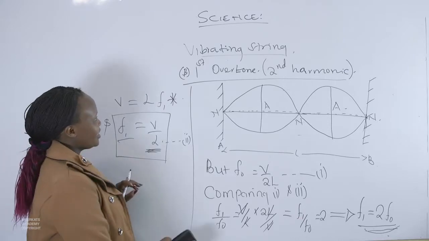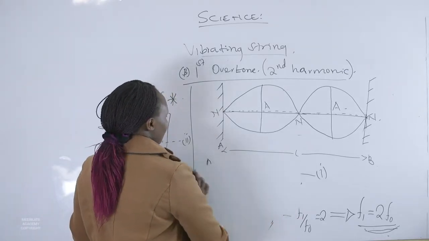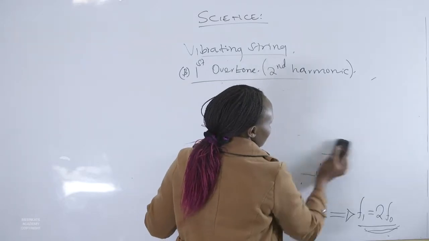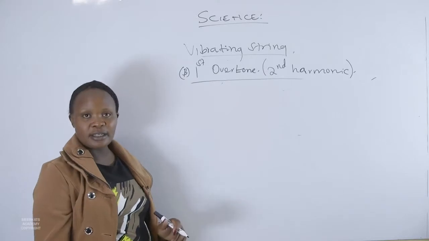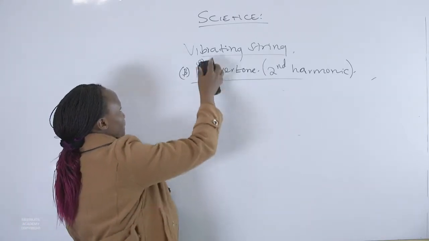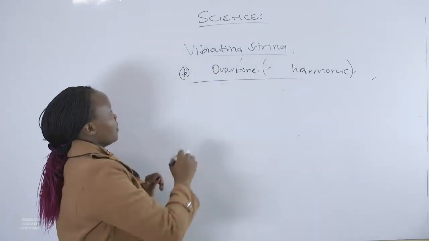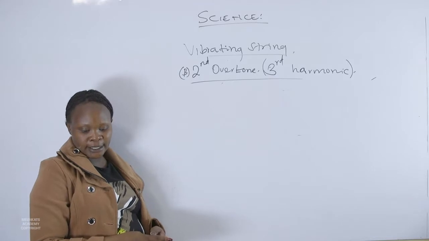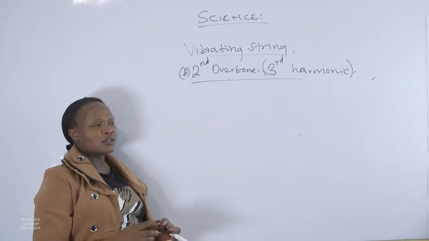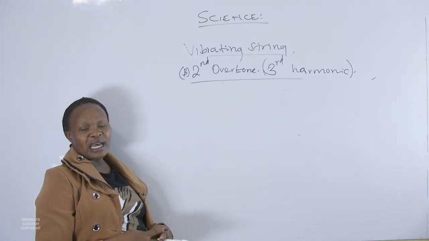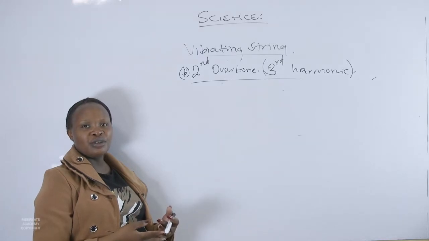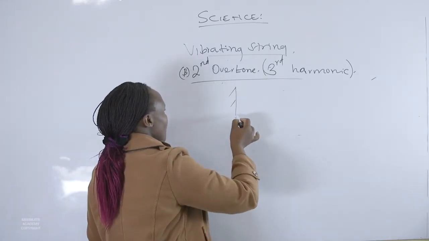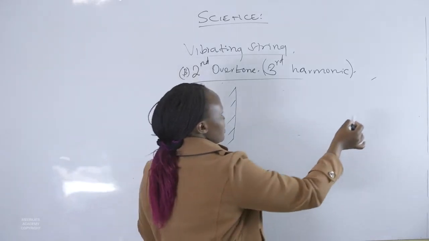Now, we look at the second overtone. Let us try and get an expression of the frequency of the second overtone, which in this case will be our third harmonic. The difference between the waves that we are generating here is the point at which you pluck your string. Like now, I will fix the two ends again.